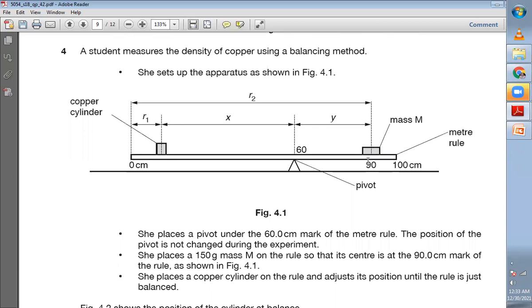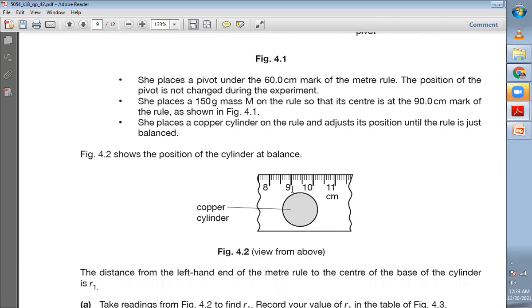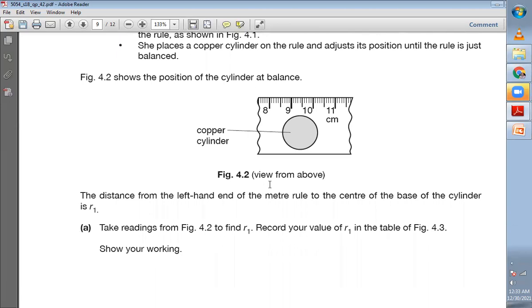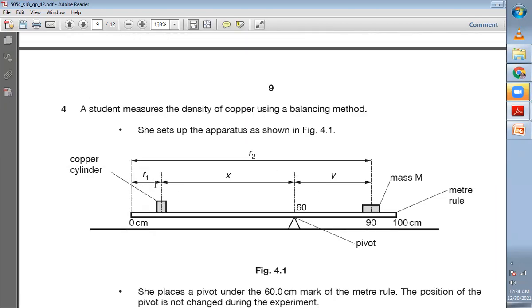Okay, so its center is here, they have shown. So its center is approximately at 9 point something, 9.4, 9.5, or 9.6. So the figure 4.2 viewed from above, the distance from the left-hand end of the meter rule to the center of the base of the cylinder is R1. So this is R1.